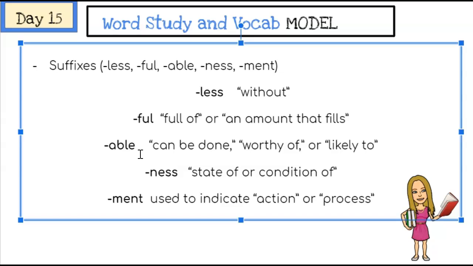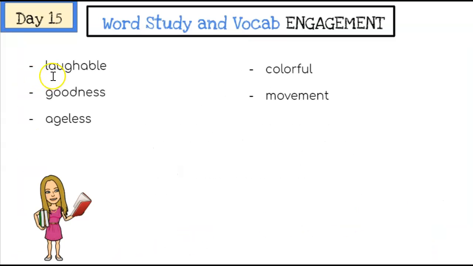Able, added to the end of a word, means can be done, worthy of, or likely to. Ness means state of or condition of. And finally, the suffix meant is used to indicate action or process. Let's take a look at how some of these suffixes are used in words. The first word we see is laughable. We know that able means can be done.